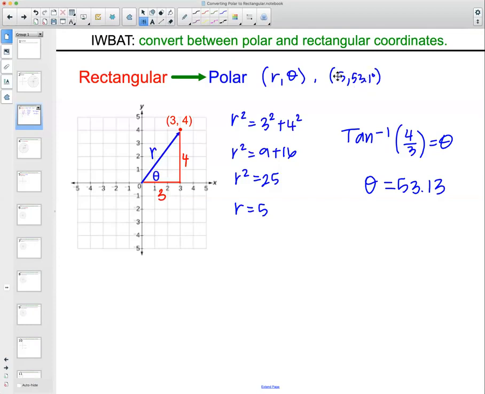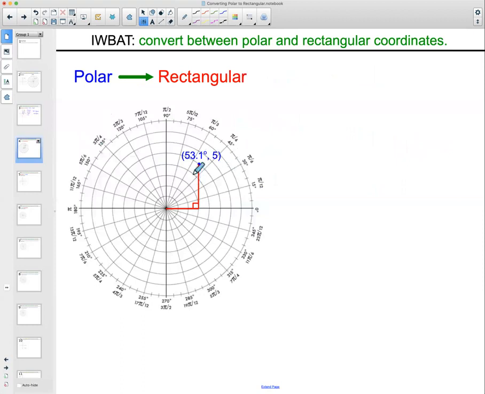So that gets us our polar points. We just use the R and then the theta, so 5 and then 53.1. So those 2 points, (3, 4) and (5, 53.1), are the same thing, one in rectangular, the other in polar. So let's take a look at then going the other way, okay?